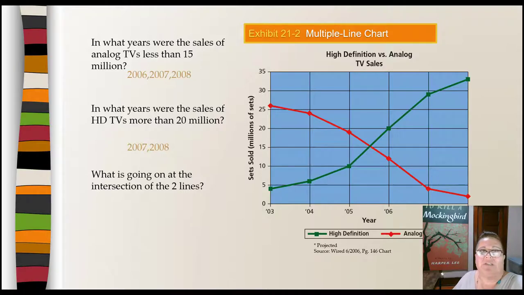The last question says, what's going on at the intersection of the two lines? Now, the intersection of the two lines is right here at 15 million. And what happens at the intersection is that those two lines cross. At that point, what's happening is that they are both equal. So the sales at that intersection are both 15 million, and the number of sets sold is the same.